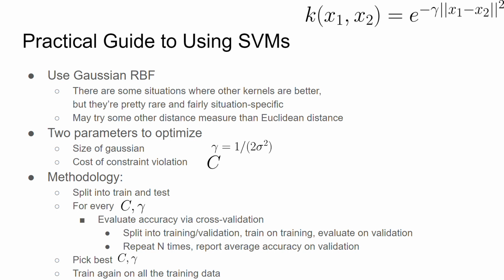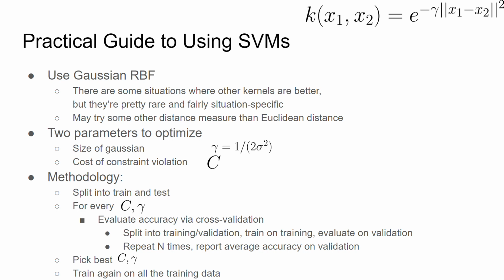So, practical guide to using support vector machines. Step 1, just use the Gaussian. Sometimes it's called Gaussian, sometimes it's called radial basis function, Gaussian radial basis function. It's the default, just use it.